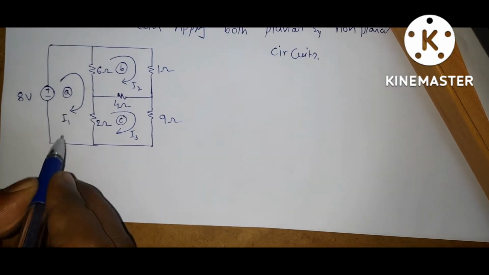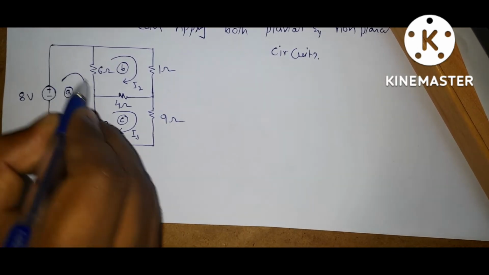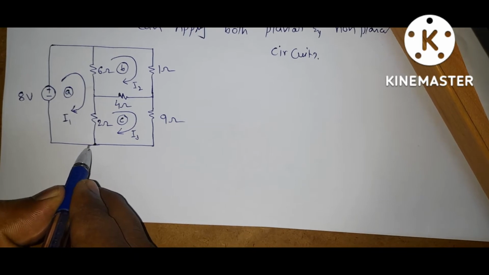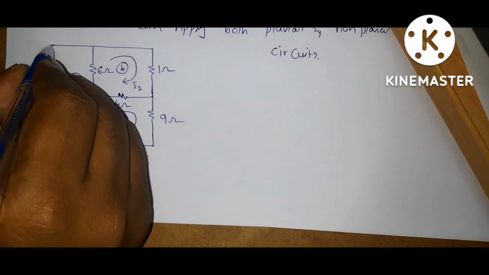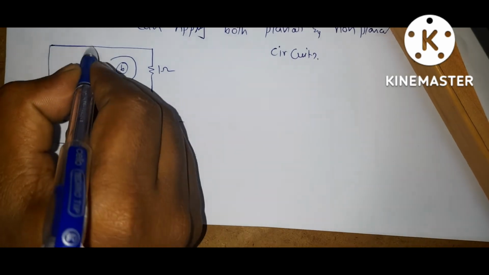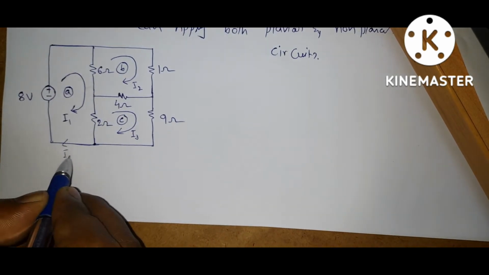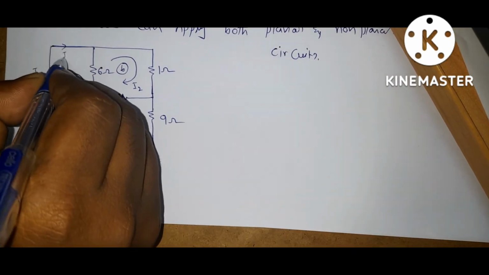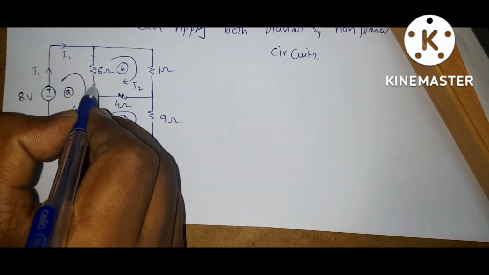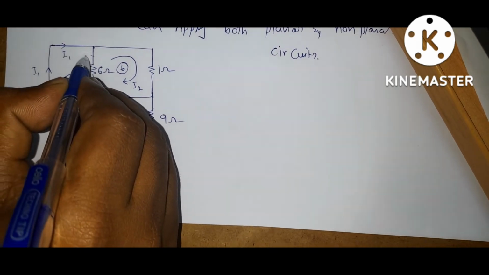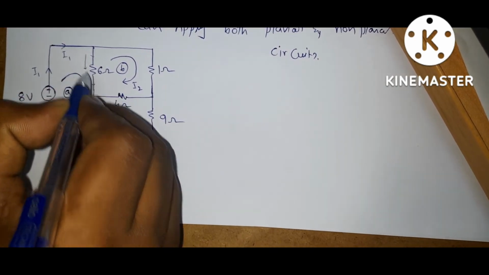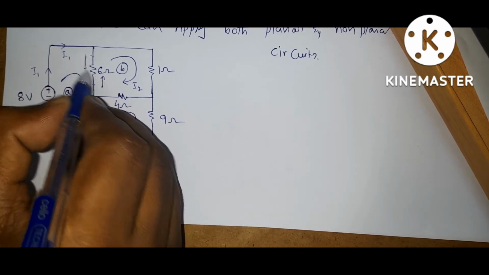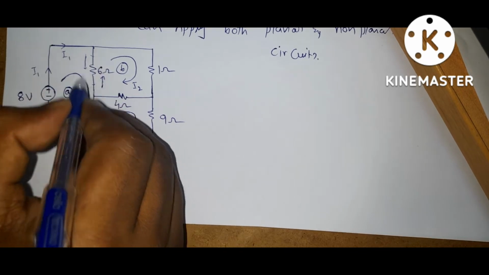Okay, here this is a loop current. This loop current means from this node to this node the current is I1. Here it is I1, here it is I1, here it is I1, here it is I1. But in this branch the current is not I1. This current is coming like this and this current is going like this. The combination of these two currents flows through this 6 ohms.